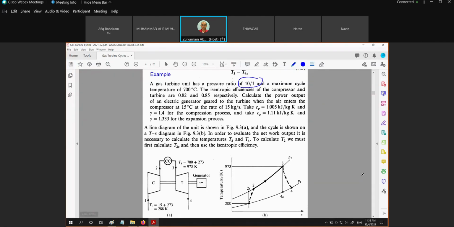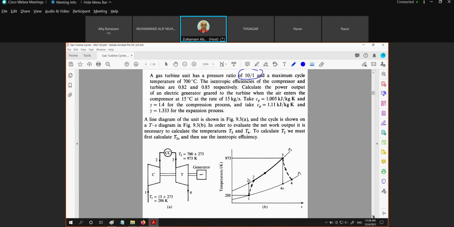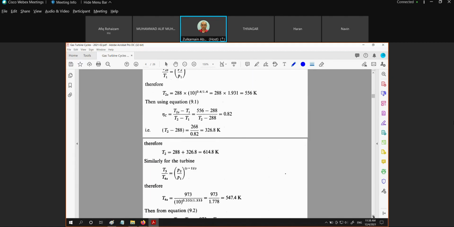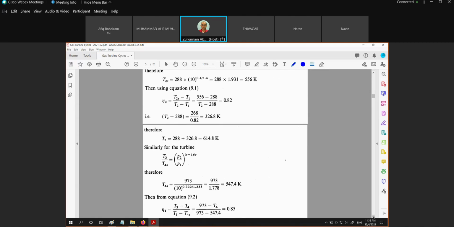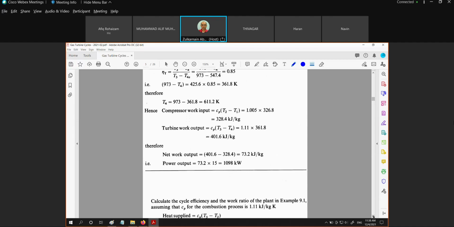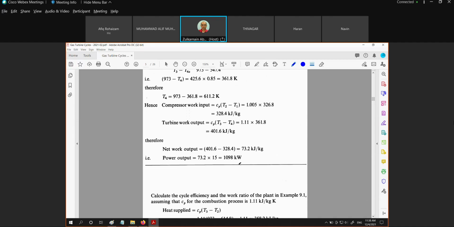So everything has been solved. So please try it out. Okay. Please remember, any calculation, we must begin with equation. So this type of plant is giving us about 1 megawatt of power.